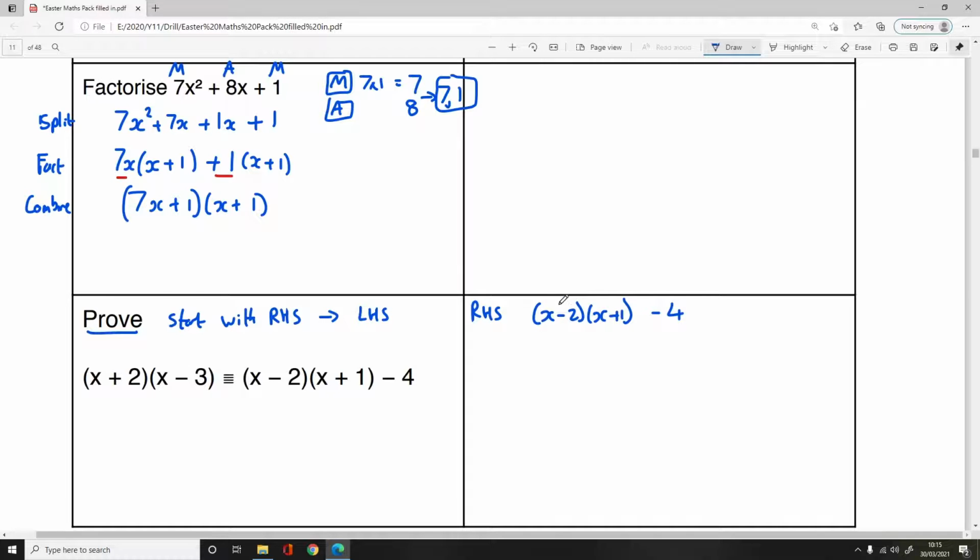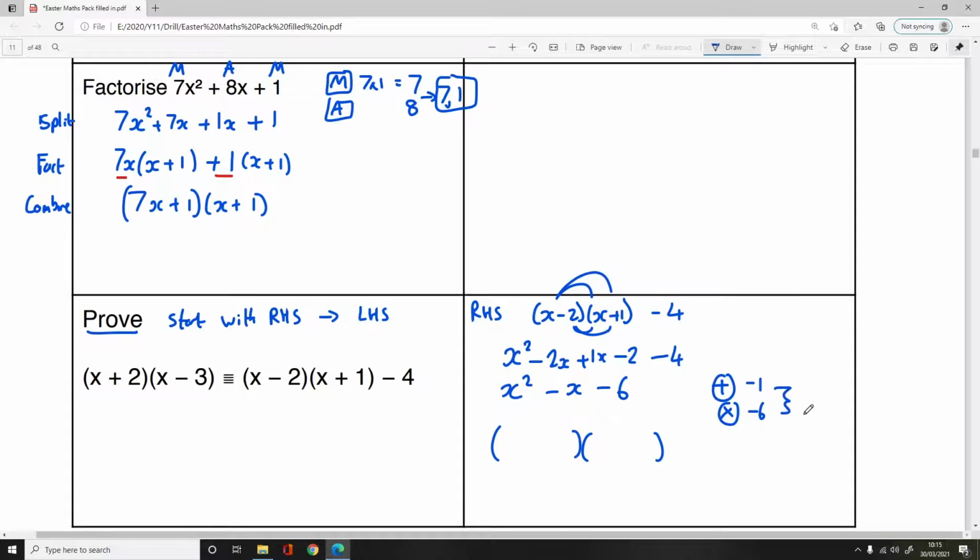And I'm going to expand this. So that's going to give me x squared minus 2x, that's from that one, plus 1x, and then minus 2, minus 4. And then I can simplify this. So overall I've got x squared, minus x, and minus 6. And then if I was looking to factorise this, I would want two numbers that add to minus 1, that multiply to minus 6. And so the numbers that do that will be minus 3 and 2. So it will be x minus 3, x plus 2, and that is what I wanted to show.